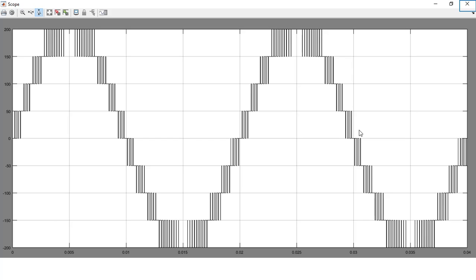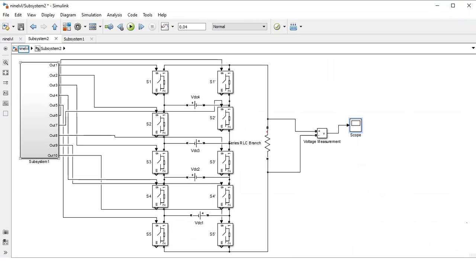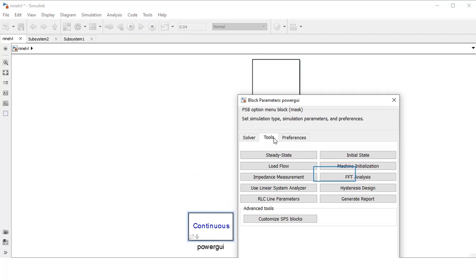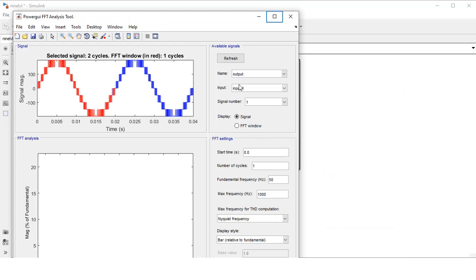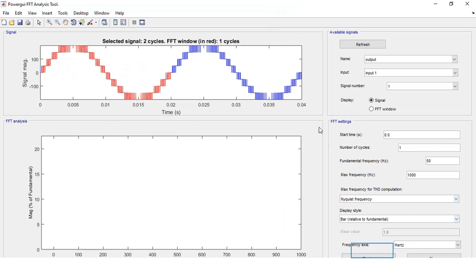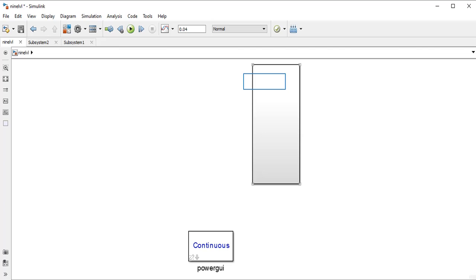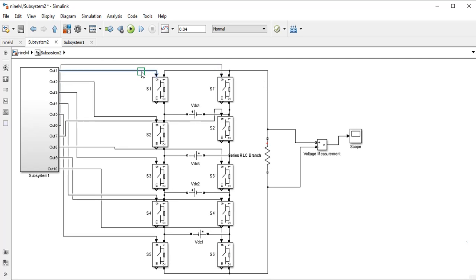Under normal conditions, we obtain a 9-level stepped wave output. Percentage THD is determined by conducting FFT analysis on the obtained output. Thus, the obtained percentage THD is 13.72%. Under faulty conditions, consider a fault occurs in switch S1.